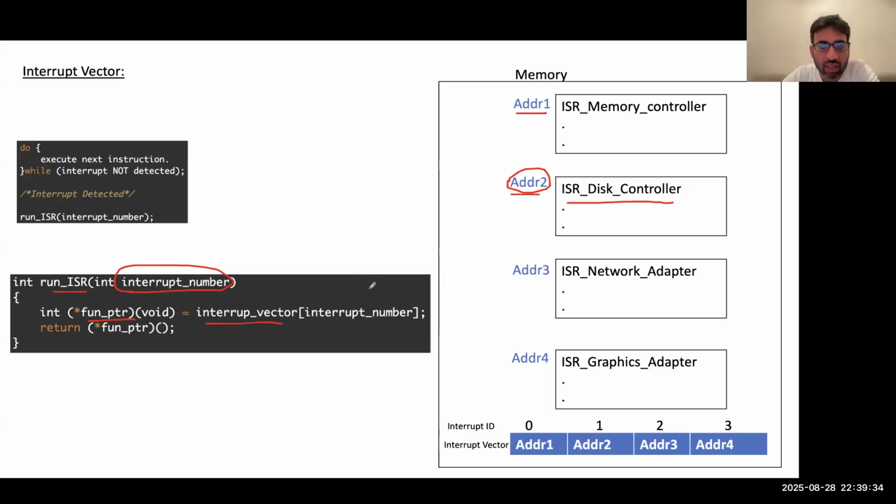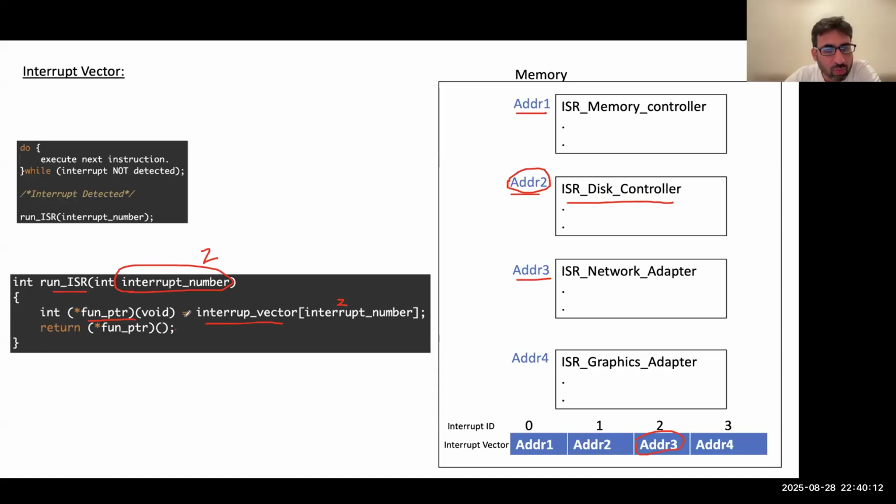For example, let's say the interrupt ID that has been allocated to a particular interrupt is 2. So it means that we are looking at the element at index 2 of the interrupt vector. If we look at element 2 of the interrupt vector, its content will be read. The content is basically address 3. Address 3 is actually the starting point of the ISR for the network adapter. So that address will be returned, and when that address is returned, it is treated as a function pointer.